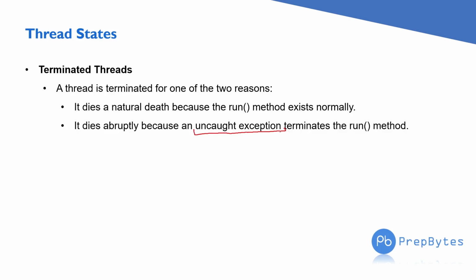Whenever you have an exception, you have to catch it in a try and catch block, or you have to throw it. You have to handle that exception. If you are not handling an uncaught exception, then it may terminate the run method. So these were the states, the life cycle of a thread, from new, that is from born, to terminated, the whole life cycle of a thread.